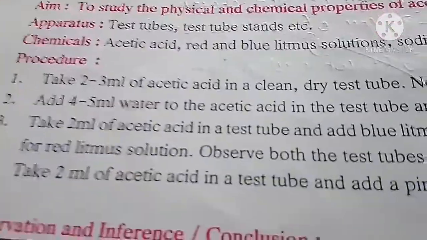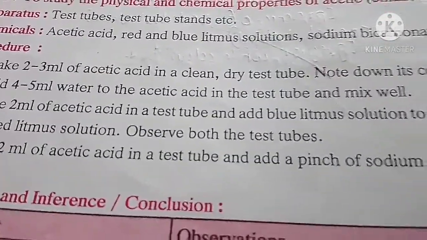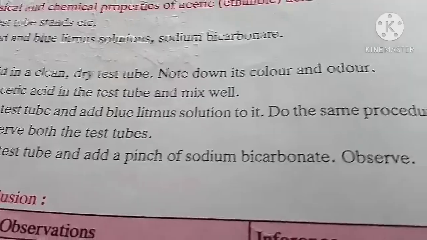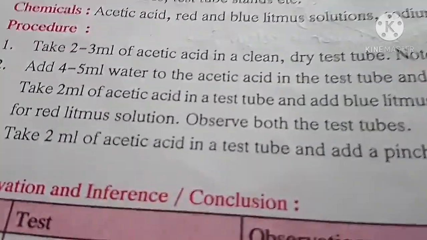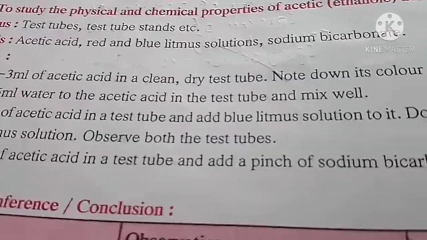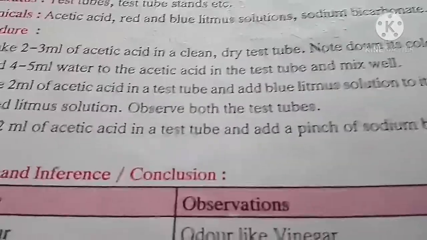Then procedure: take 2 to 3 ml of acetic acid in a clean dry test tube. Note down its color and odor. Add 4 to 5 ml water to the acetic acid in the test tube and mix well.